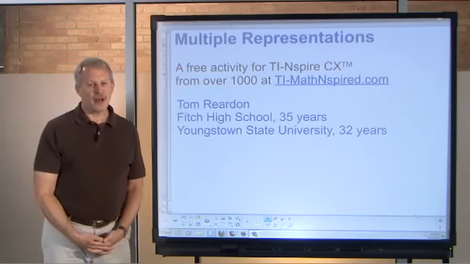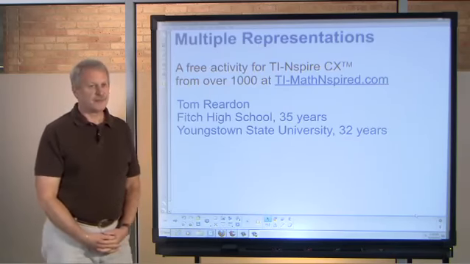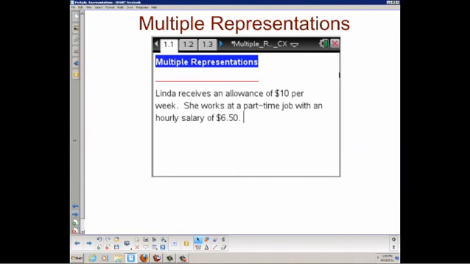I want to show you how I use TI-Nspire activities in the mathematics classroom. Today we're going to look at multiple representations. This is just one of over 1,000 activities that you can get at TI-Nspire.com. This is the very first page from that document, and we'll see it in a minute.